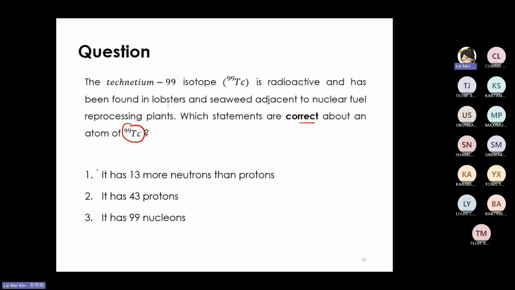Okay, finished calculating? Number 1, is it correct? Let's see, technetium 99. Let's break down the subatomic particles: proton, neutron, and electron. How many protons are there? Tc has 43 protons. Electron, also 43. Neutron, 56, which is 99 minus 43.